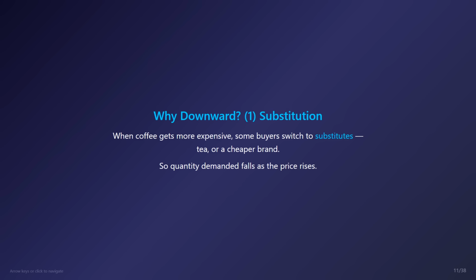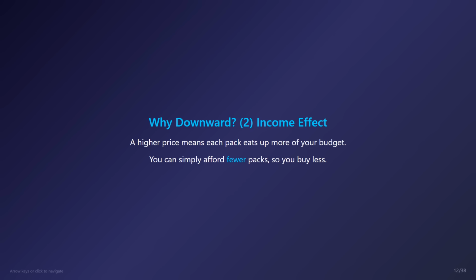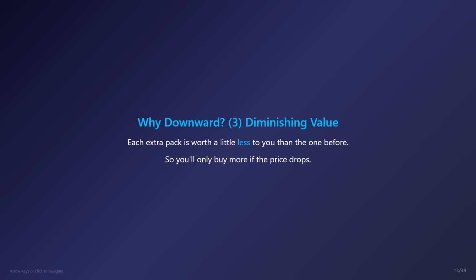But why does demand slope downward? The first reason is substitution. When coffee gets more expensive, some buyers switch to substitutes, like tea or a cheaper brand. As they switch away, the quantity of coffee demanded falls. The second reason is the income effect. When the price rises, each pack eats up more of your limited budget. With the same income, you can simply afford fewer packs, so you buy less. And the third reason is diminishing value. Each additional pack of coffee is worth a little less to you than the one before. So you'll only be tempted to buy more packs if the price comes down.